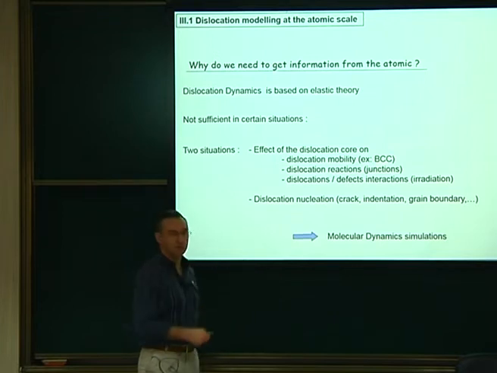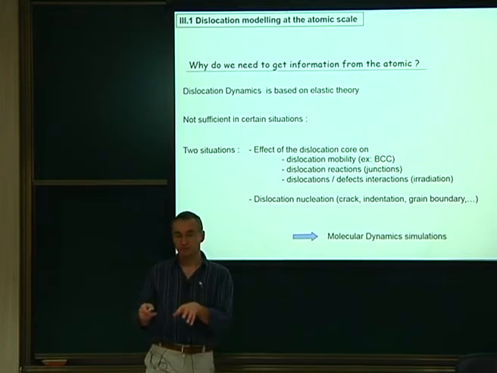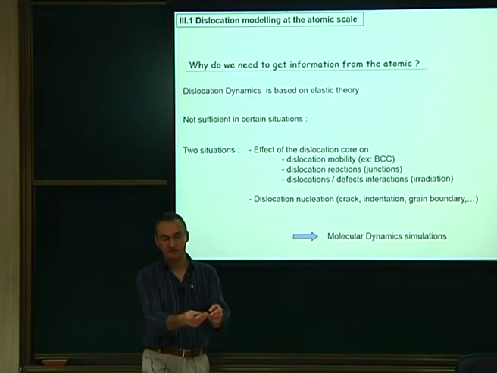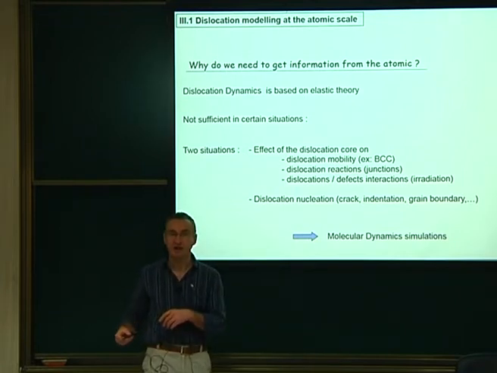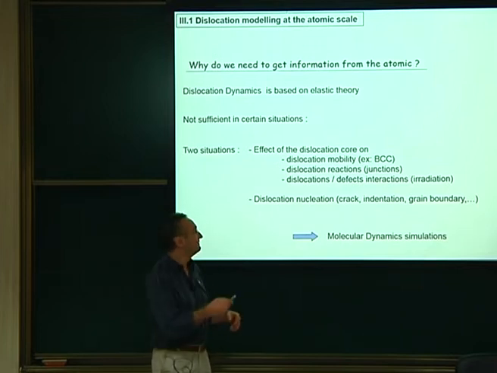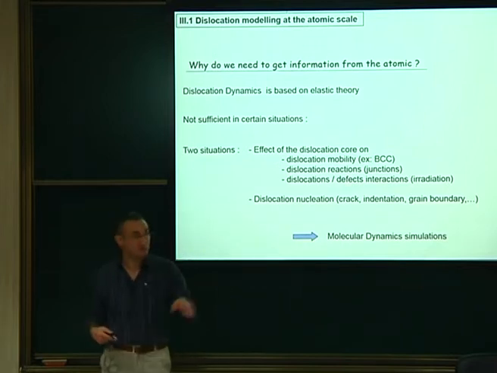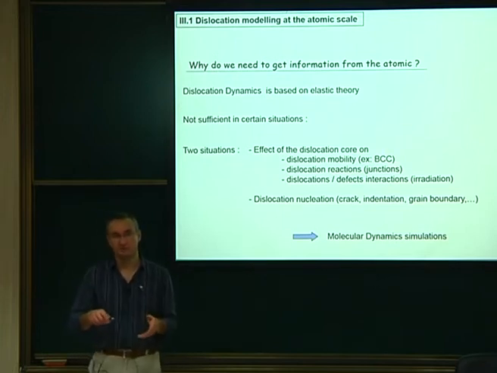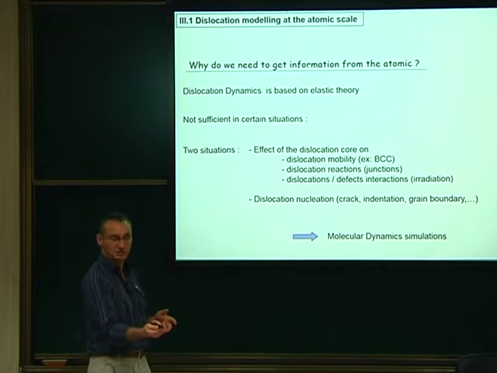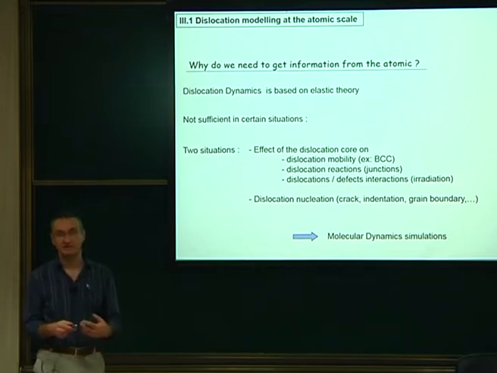So typically, if you look at BCC materials, you move a screw dislocation, you will see that one direction is easy, which is the twin direction, and one direction is very hard, which is the anti-twin direction. This gives a non-Schmid effect. This is just coming from the core of your dislocation. How the core is located in your structure gives this asymmetry.